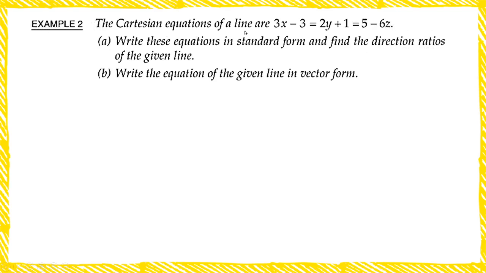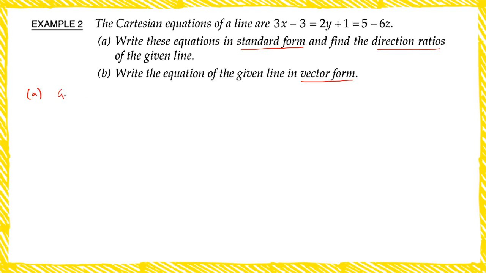Next example, the Cartesian equation of the line are these: 3x minus 3, 2y plus 1 is equal to 5 minus 6z. Write these equations in standard form. First of all, we have to write in standard form. What is standard form? Standard form is x minus x1 upon a, like that. And find the DRs of the given line, and then we have to write it in the vector form also. So first of all, let's talk about standard form.